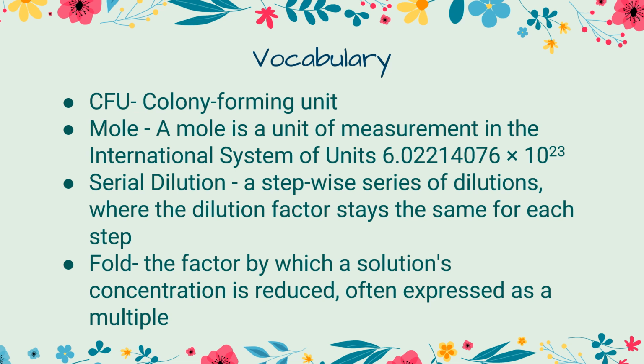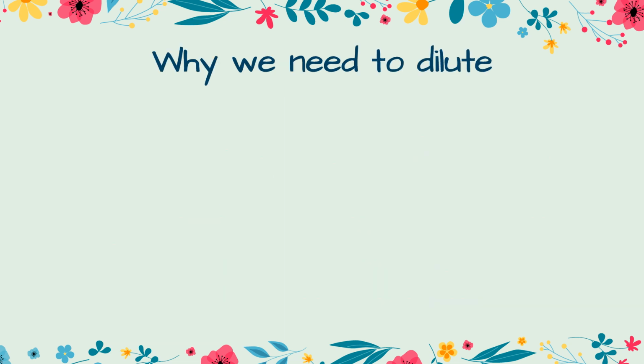Serial dilutions, or stepwise dilutions, are a series of dilutions where the dilution factor stays the same for each step. And then finally, a fold is the factor by which a solution concentration is reduced, often expressed as a multiple. So 1 to 5, 5 to 20, whatever it may be.